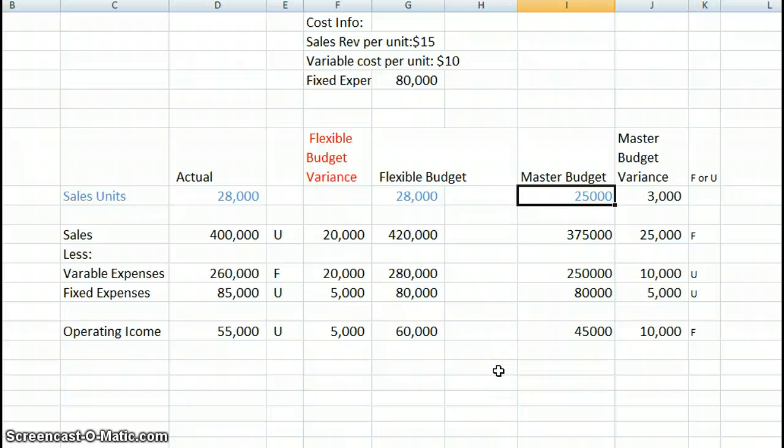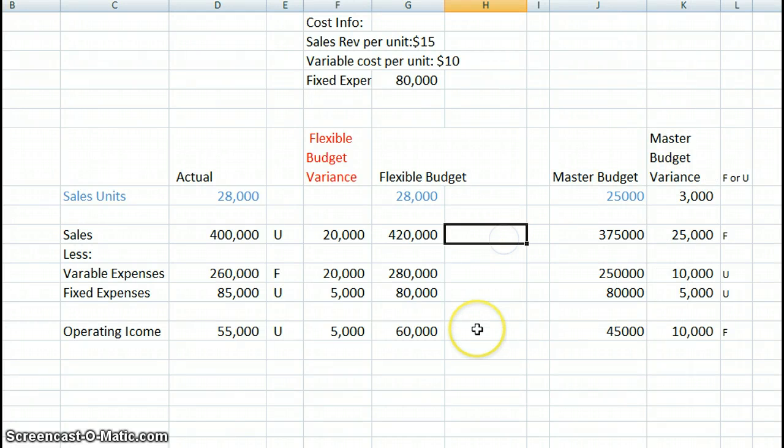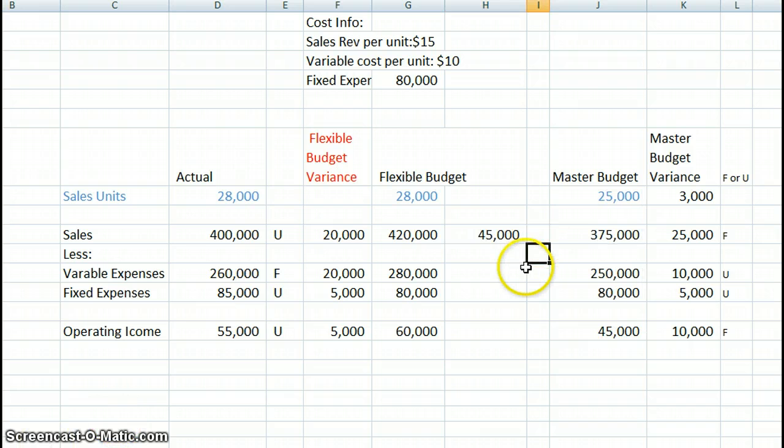Now there is another set of variances that we need to calculate, and these variances are the difference between your master budget and your flexible budget. Let's go ahead and do that next. I've added a column so we can put whether our variance is favorable or unfavorable. For the master budget, we expected 375,000, and our flexible budget was 420,000, a difference of 45,000. Is this 45,000 favorable or unfavorable? It's revenues. We expected 375. We should be getting 420, so that is a favorable.